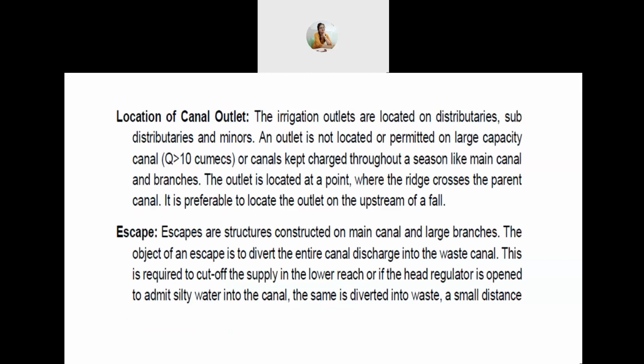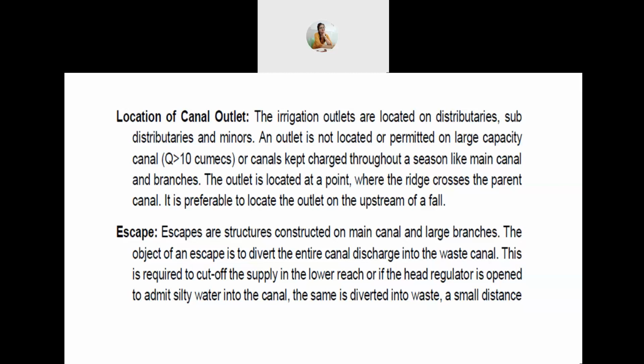Next, location of canal outlet. The irrigation outlets are located on distributaries, sub-distributaries, and minors. An outlet is not located or permitted on a large capacity canal or canals kept charged throughout a season, like the main canal and branches. The outlet is located at a point where the ridge crosses the parent canal. It is preferable to locate the outlet on the upstream of a fall.